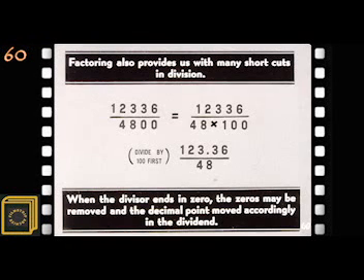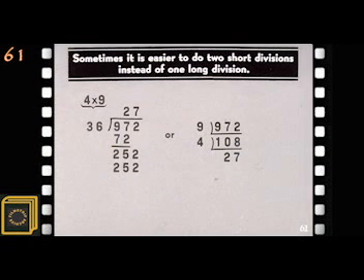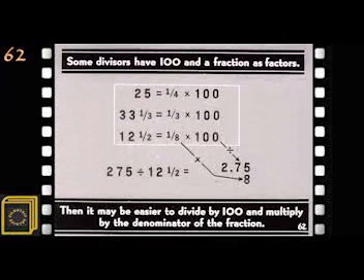Factoring also provides us with many shortcuts in division. When the divisor ends in 0, the zeros may be removed and the decimal point moved accordingly in the dividend. Sometimes it is easier to do two short divisions instead of one long division. Some divisors have 100 and a fraction as a factor. Then it may be easier to divide by 100 and multiply by the denominator of the fraction.